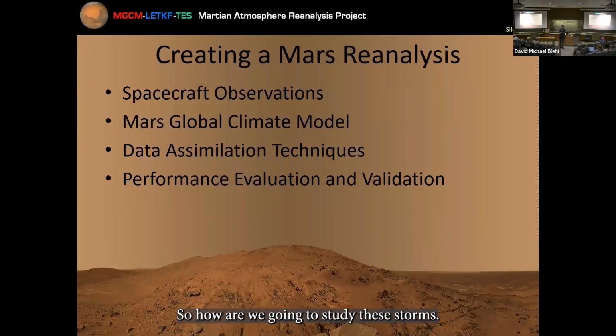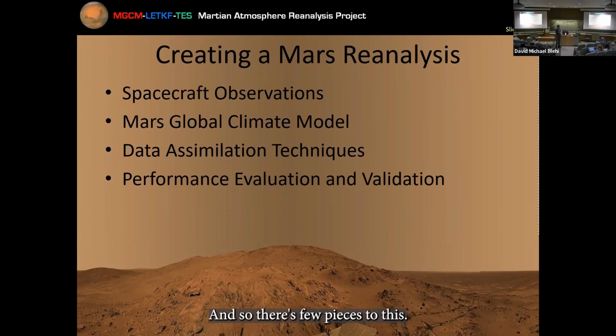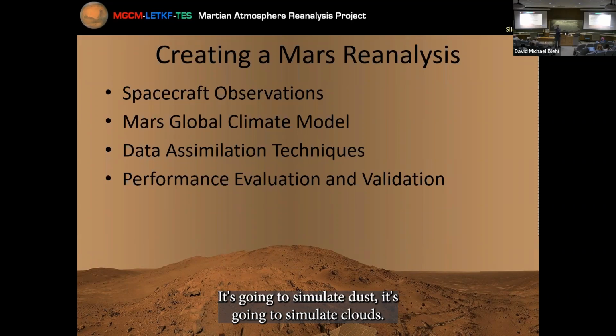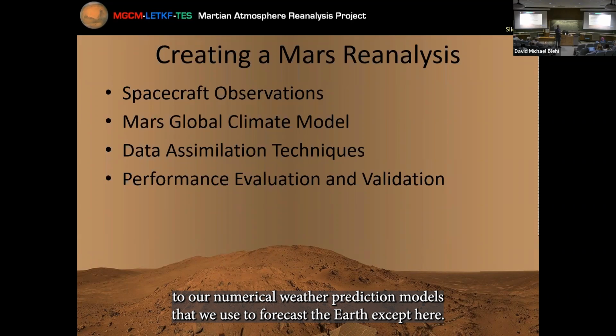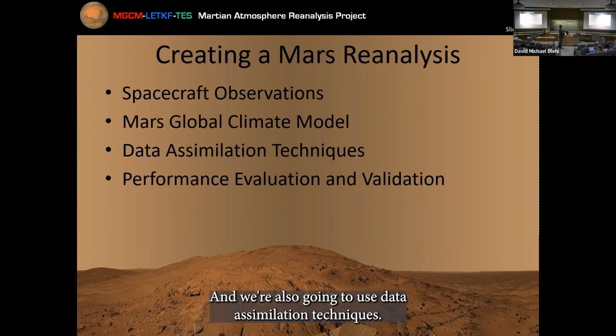So how are we going to study these storms that impact missions? I want to take you through how we construct a Mars atmosphere reanalysis. There's a few pieces to this. We have spacecraft observations of the planet. We have a Mars global climate model that's going to simulate the atmosphere. It's going to simulate dust. It's going to simulate clouds. It's analogous to our numerical weather prediction models that we use to forecast the Earth, except here applied to the Martian atmosphere. And we're also going to use data assimilation techniques.